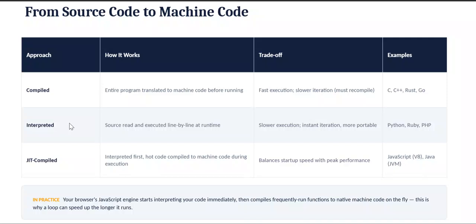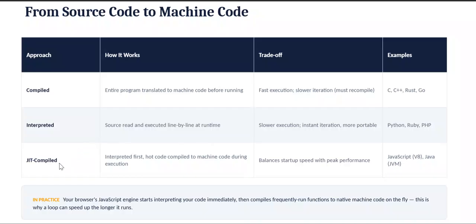The interpreted approach. The source is read and executed line by line at runtime. So your program, your code, whatever the AI tool generates for you, is read and executed line by line at one time. So the trade-off for this is slower execution but instant iteration, more portable. Examples of programming languages that use this approach are Python, Ruby, PHP.